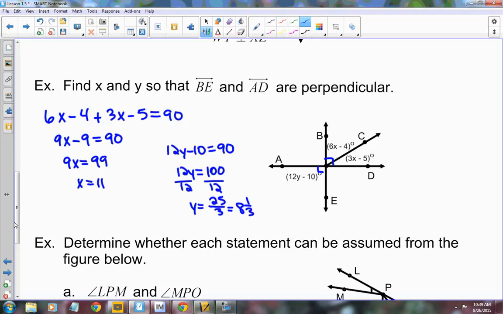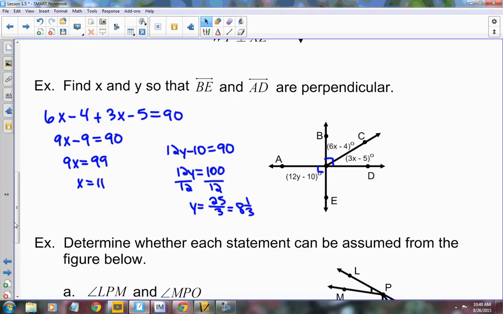Okay? All right. Before I go into this next one, I want you to look at this one right here. We're not going to work it out, but we're just going to talk about it. I have two lines that intersect, right? And I want to find out what x and y are. What do I have here?